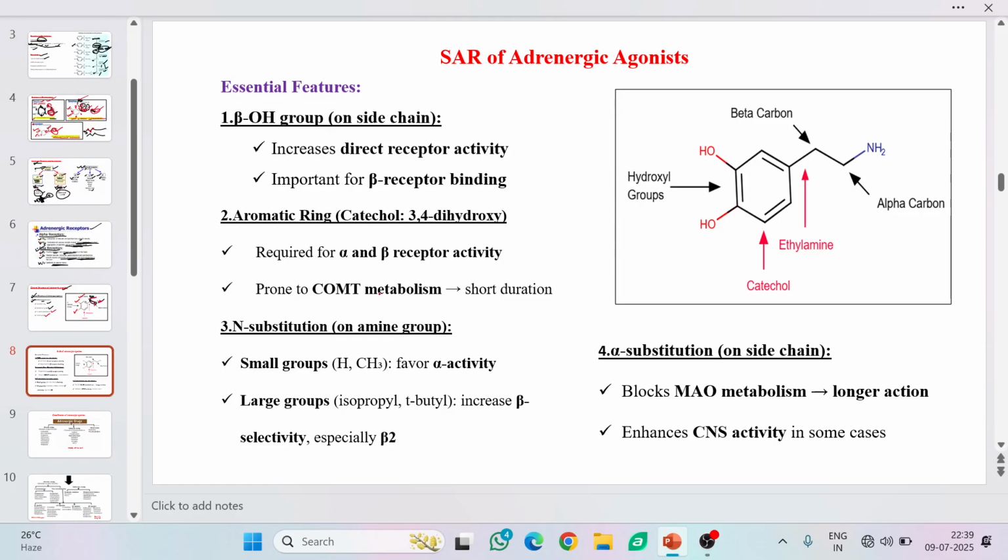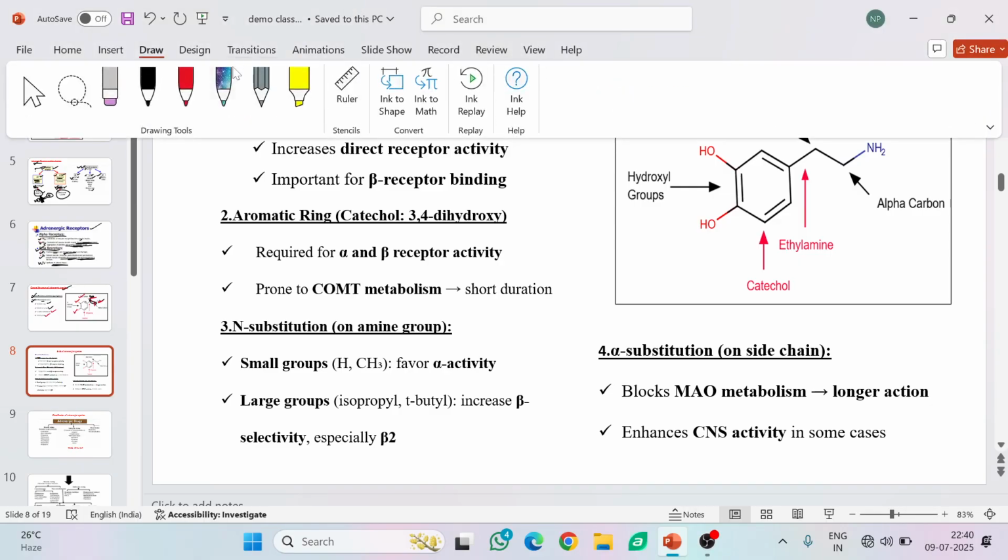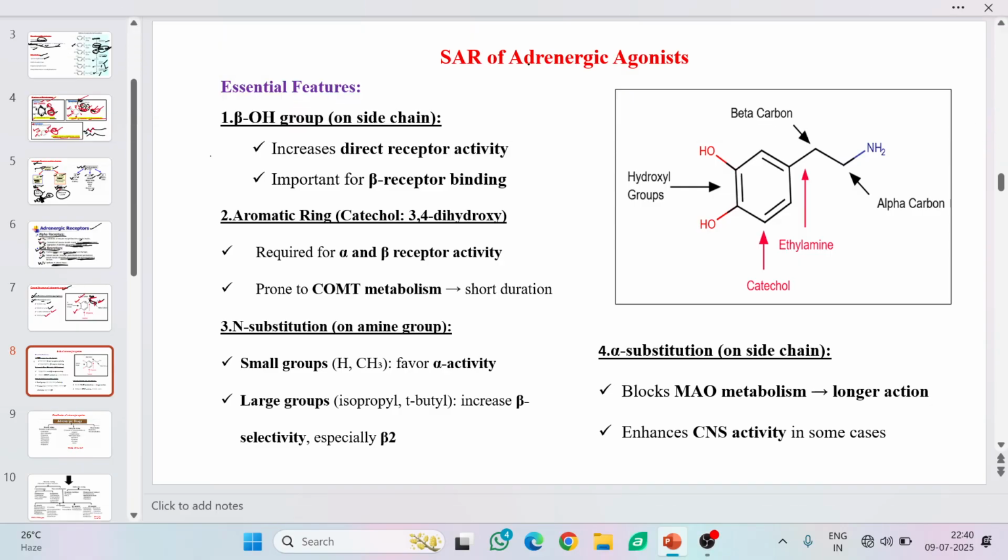Now coming to the important part, SAR, the structure activity relationship of adrenergic agonists. Now we will see its SAR. How is this structure related to activity? What if we change the structure, what happens? We will understand this by structure activity relationship. So what are the essential features in the case of adrenergic agonists?